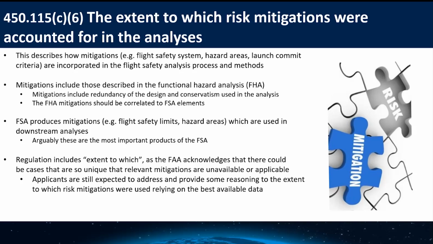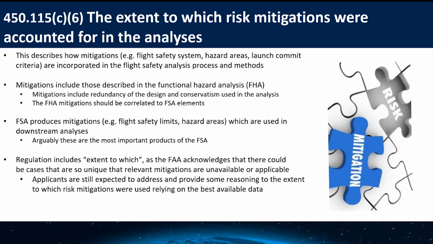Mitigations may include those described in the functional hazard analysis. Mitigations include redundancy of design, conservatism used in analysis. FSA mitigations should be correlated with FSA elements. FSA produces mitigations such as flight safety analysis, which are used in the downstream analysis. Arguably, they are the most important products of the flight safety analysis.